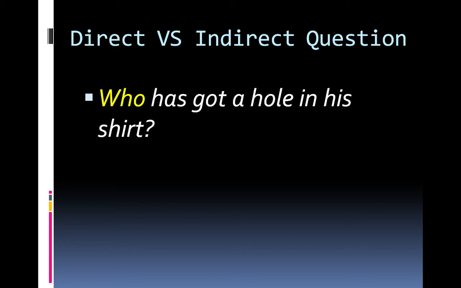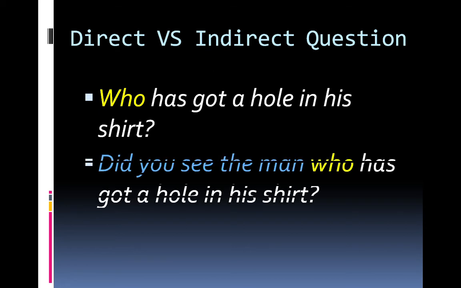There is a direct question in this word, who. Compare the example with the next one. Did you see the man who has got a hole in his shirt? There is a question mark at the end. The sentence is an interrogative sentence, but who is not asking a question in this sentence.